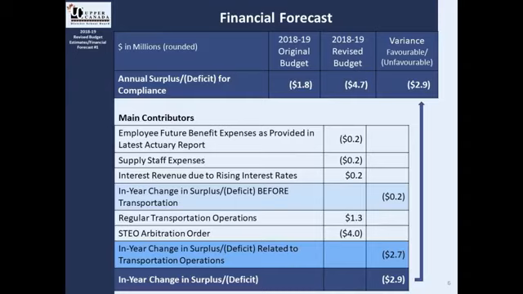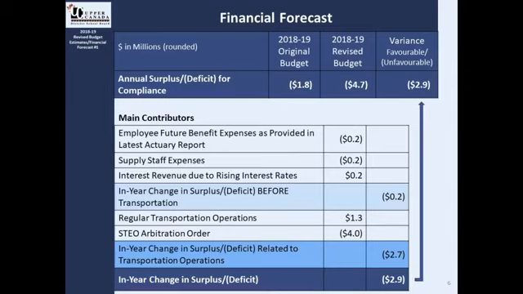Line 2 is supply staff expenses. The $200,000 increase in the deficit is based on a review of the recent historical trend costs for supply teachers, educational assistants, and early childhood educators, which indicates a rising trend in replacement costs associated with these three job categories. Line 3 represents interest revenue. Interest rates have risen since spring of 2018, and as a result, the Finance Department has revised its interest calculation, resulting in a $200,000 favorable impact on the deficit.